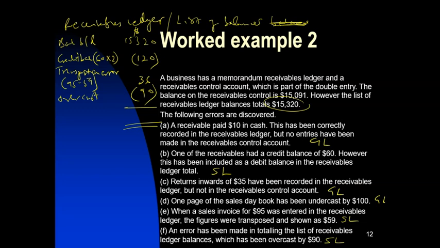Okay, we're saying 15,320 minus 120 plus 36 minus 90. I'm getting 15,146.